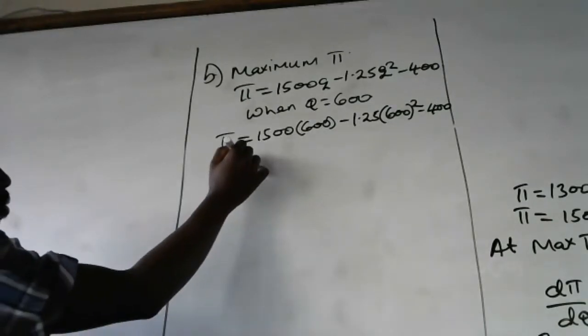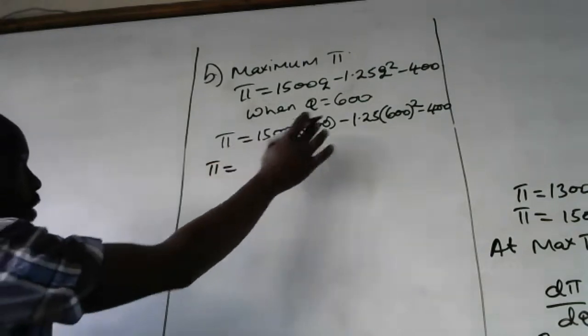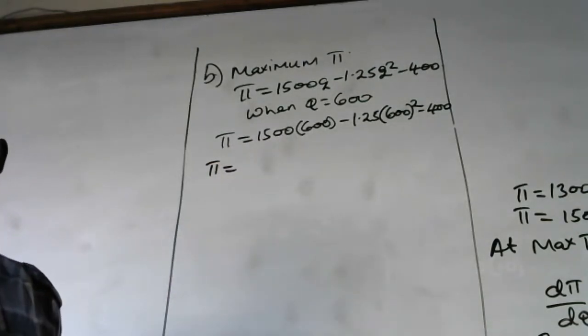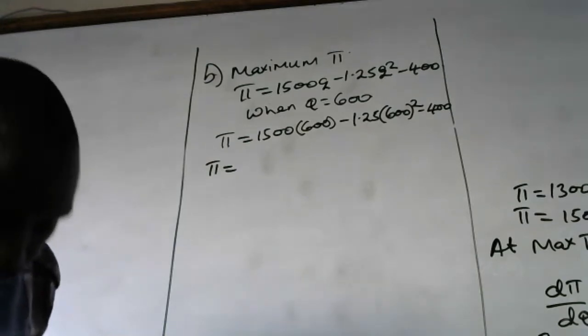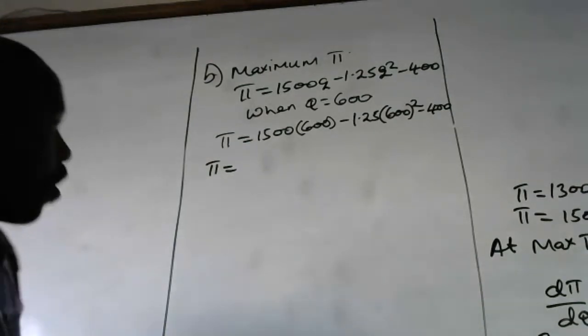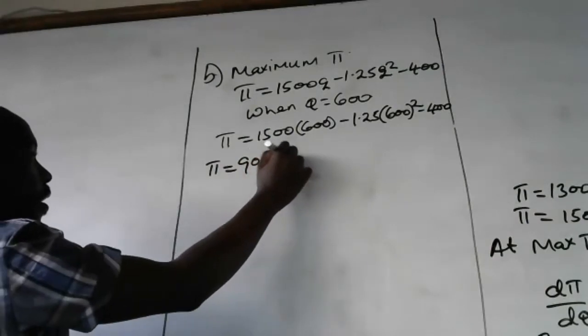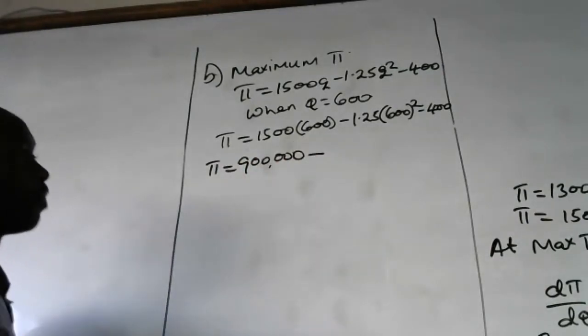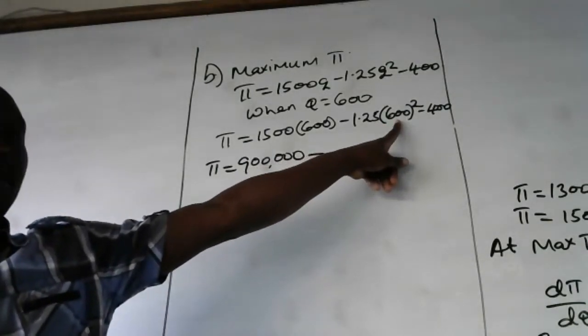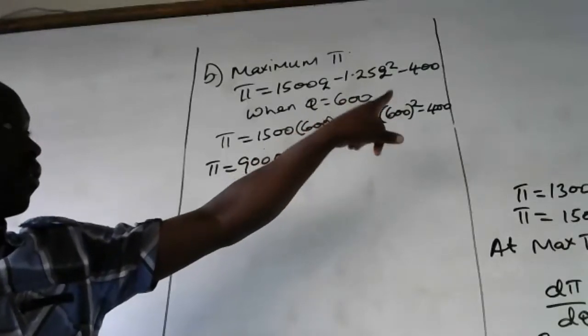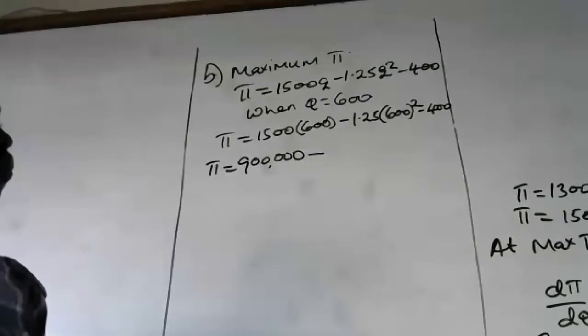Somebody multiply for me 1500 times 600. Try to speak up. 900,000. Okay, 900,000 minus. I want you first of all to square 600. 600 squared, I think it's going to be 360,000.